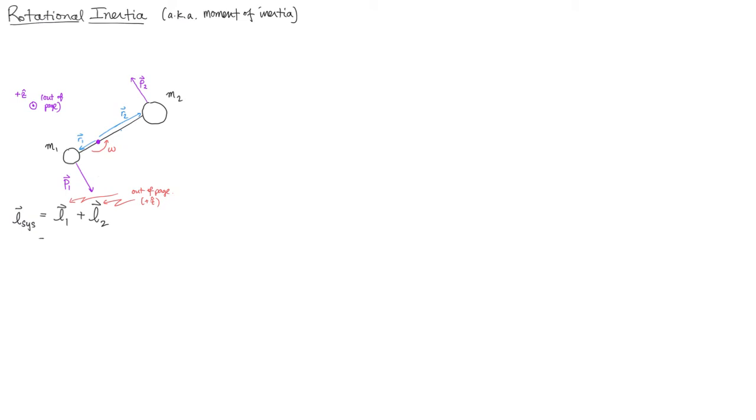And what are L1 and L2? Well, L1 is R1 cross P1, and L2 is R2 cross P2. So we just need a way to write out each of those terms. I'm going to move over to the right here, and we'll solve L1 separately and L2 separately, and then we'll come back on the left-hand side and combine them.